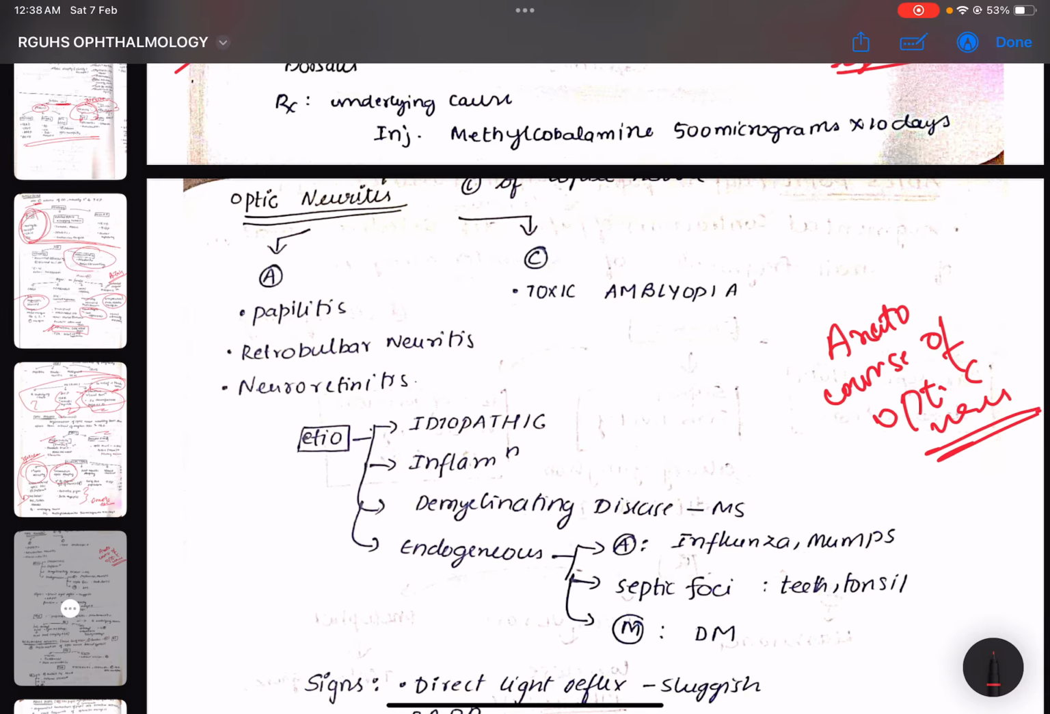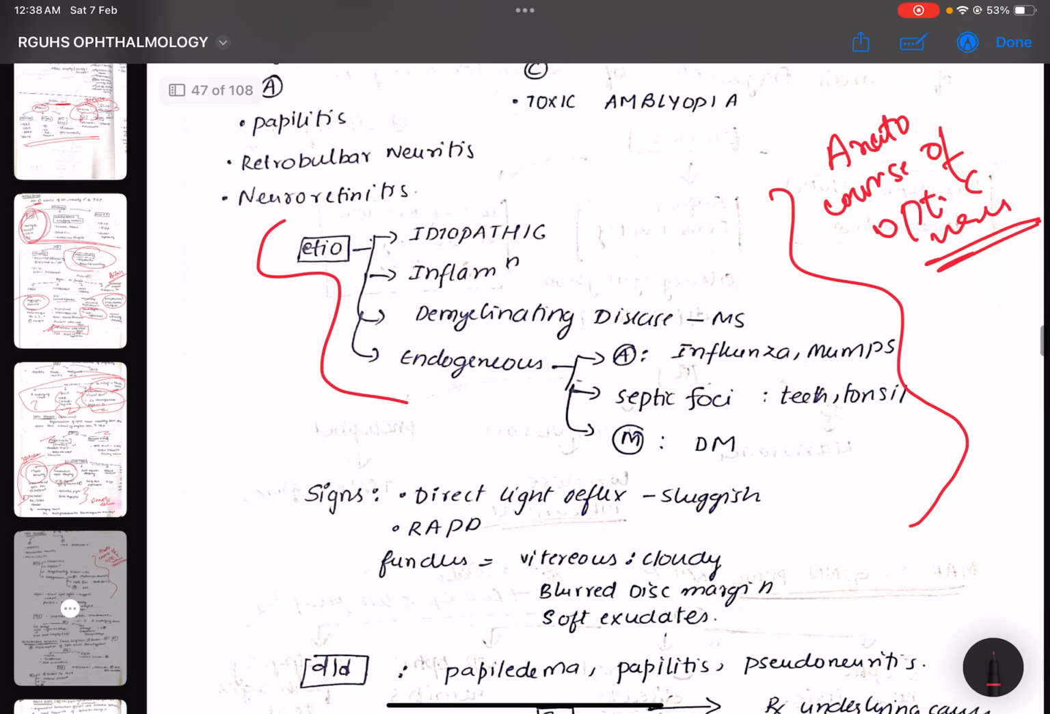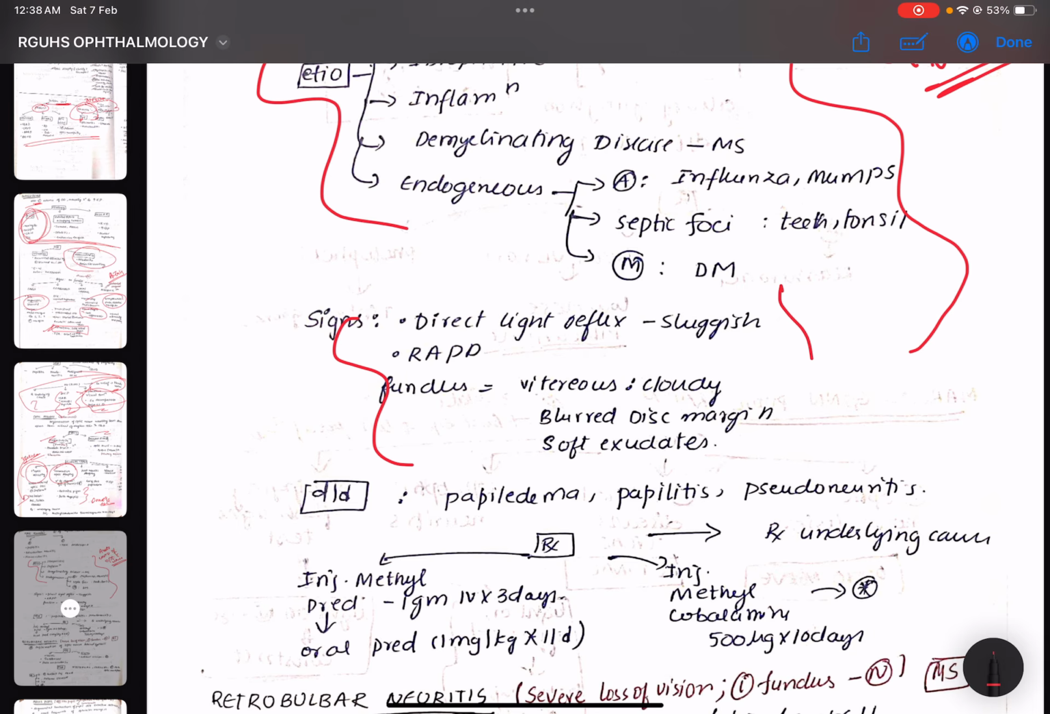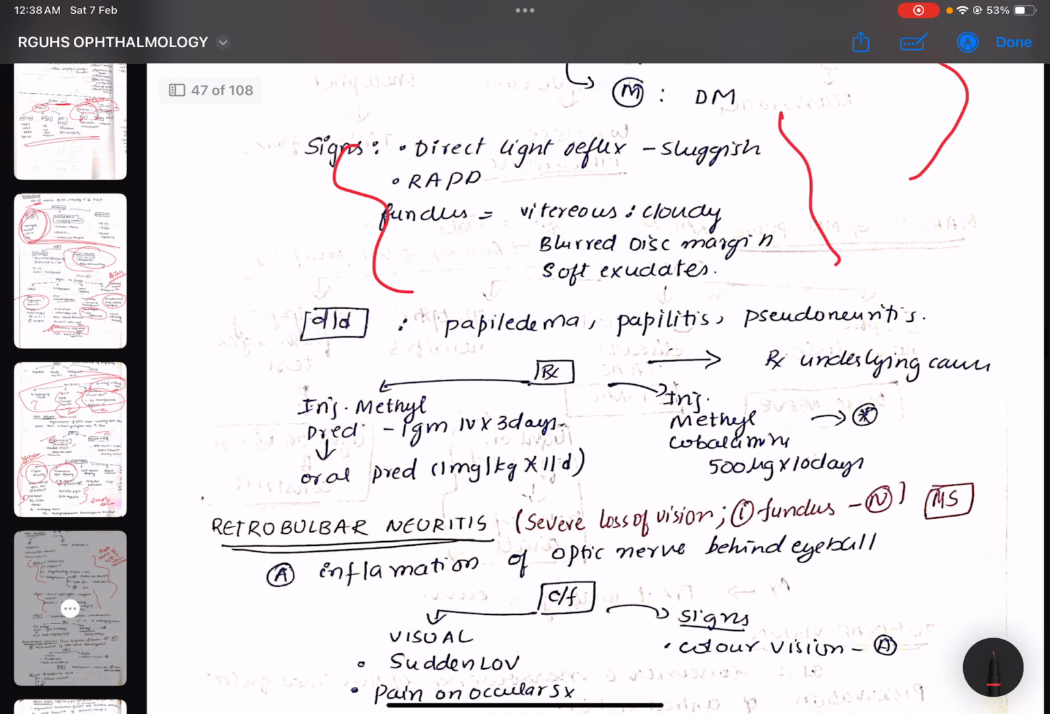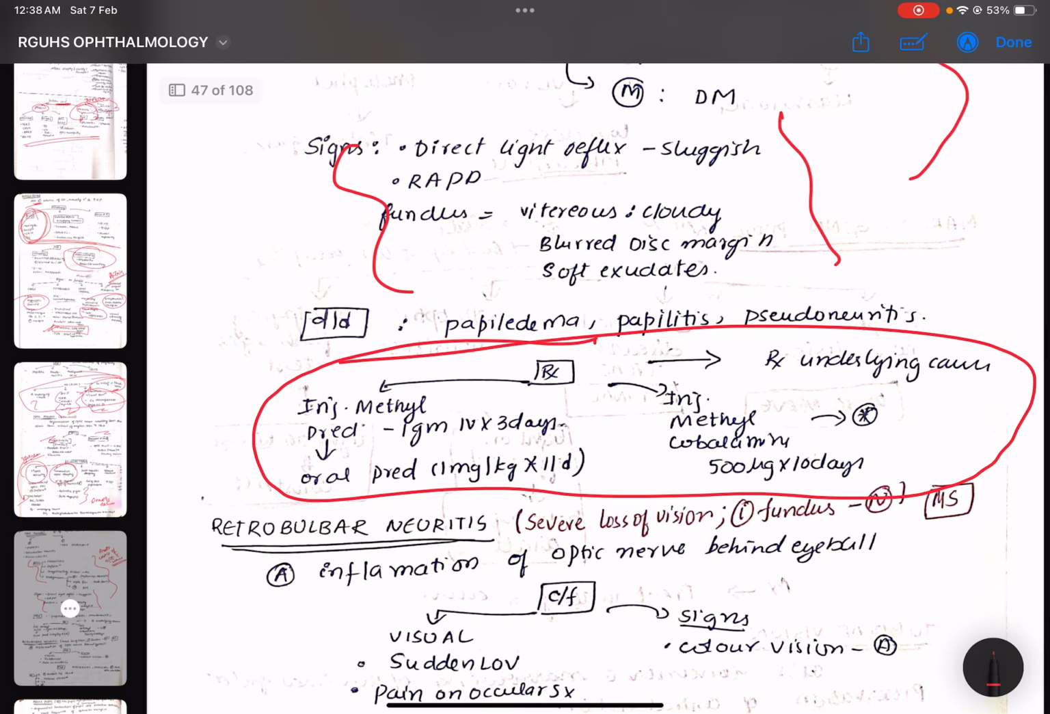Okay, and these are the causes. Again, these are the signs. How do you manage it? Again, it's an -itis. If you don't know what to do, what you will give in these things? Steroids. Again, to improve it, because it's something to do with myelination, you can give methylprednisolone.